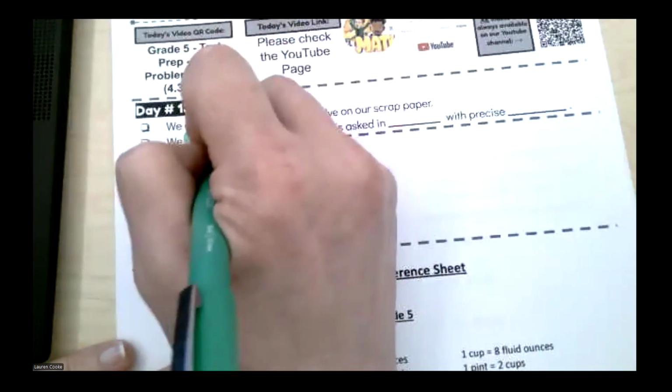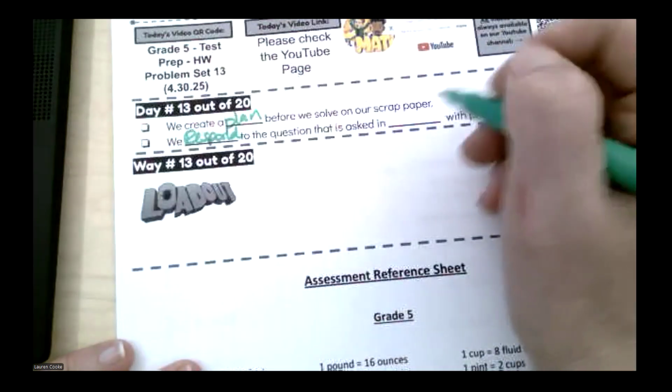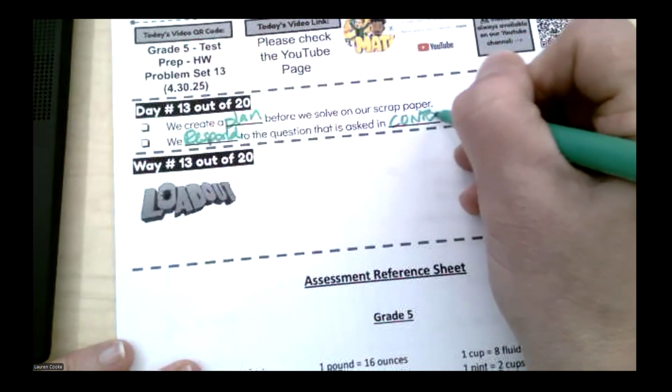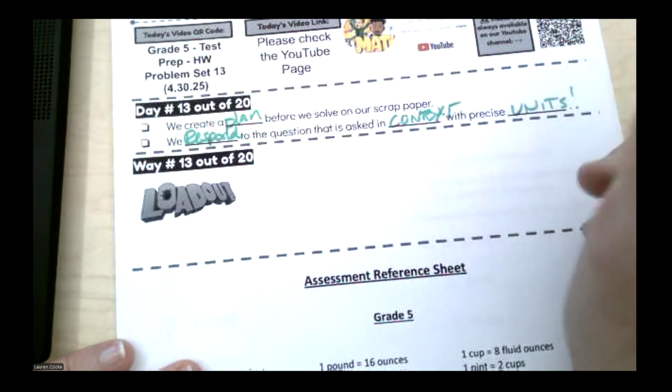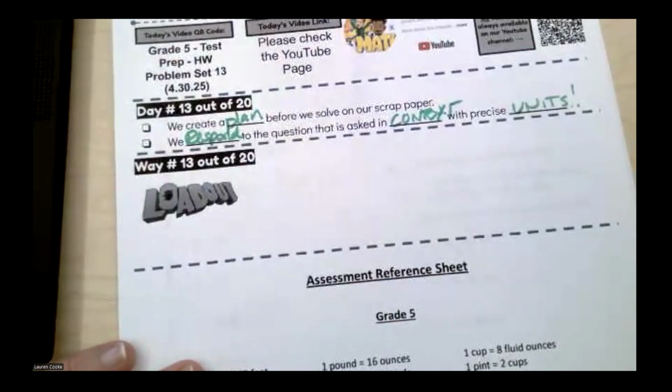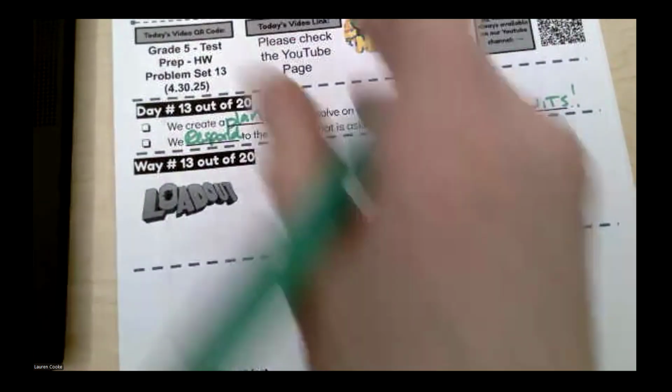We create a plan. We respond to the question that's asked in context with precise units. Okay, and I'm not sure what the loadout is today. We'll have to see it going on. In general, 1,000 millimeters equals a meter.